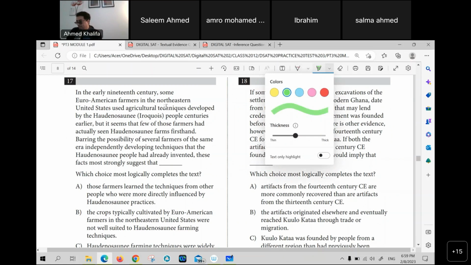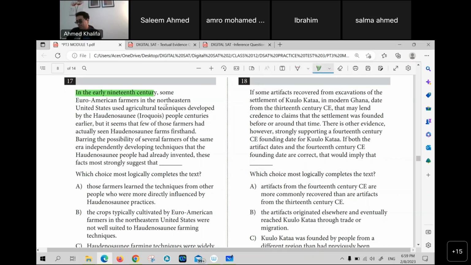In the early 19th century, some Euro-American farmers in the northeastern United States. Watch out, guys, watch the argument. Omar Tawfik, I want you to focus please. In the early 19th century, some Euro-American farmers in the northeastern United States, what did these people do? Ibrahim, I don't speak a lot of Arabic, right? Is it fine for you? A little. Okay. Used agriculture techniques developed by the Haudenosaunee Iroquois people centuries earlier.